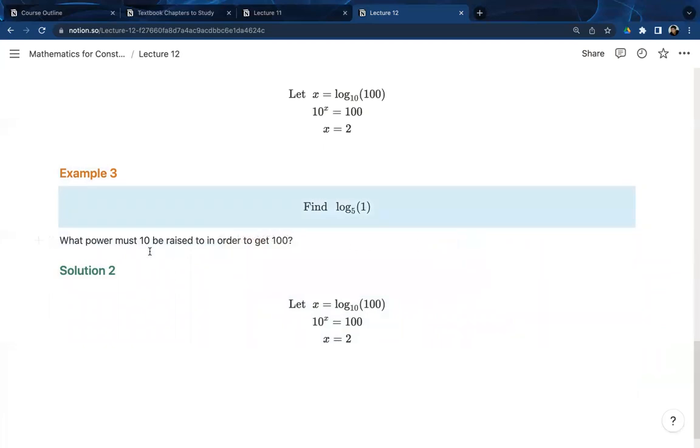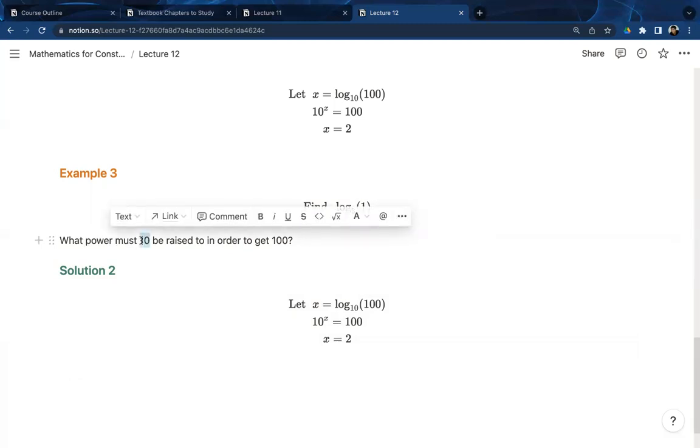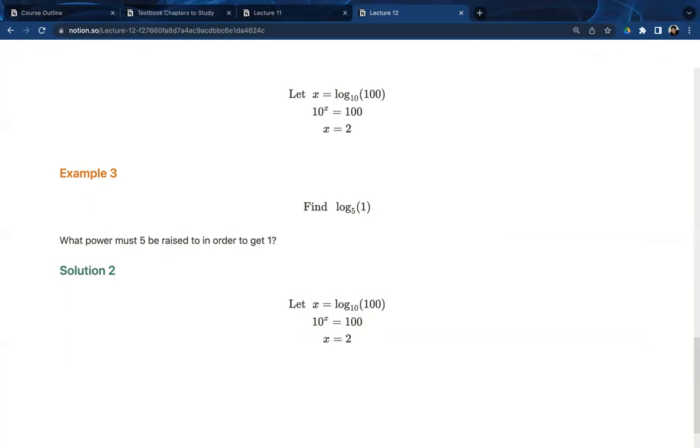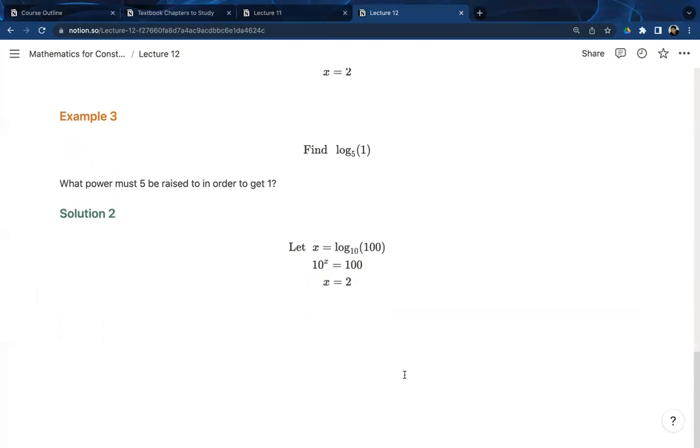What do you think is log 5 of 1? What is the logarithm of 1 with respect to base 5? So you're asking me what power must 5, the base, be raised to in order to get 1? Anybody? Tell me that. Think back at your laws of indices.